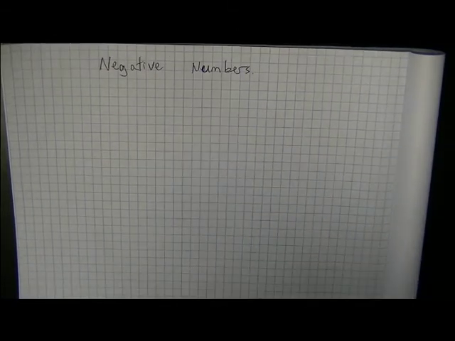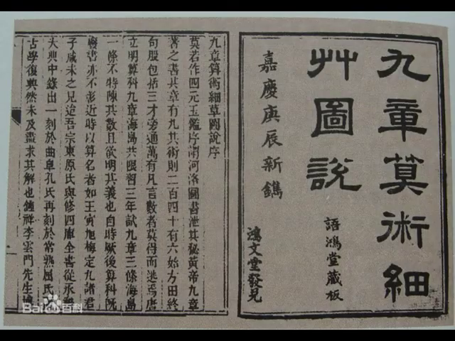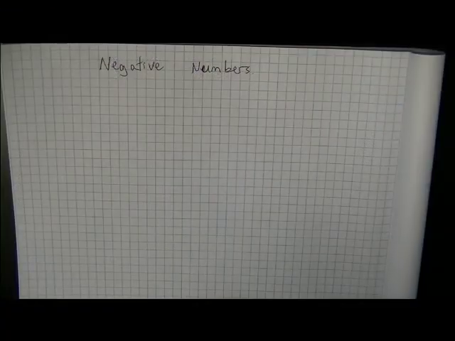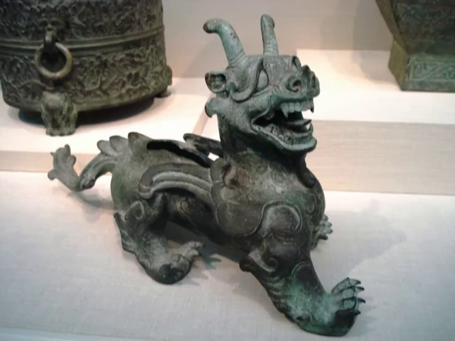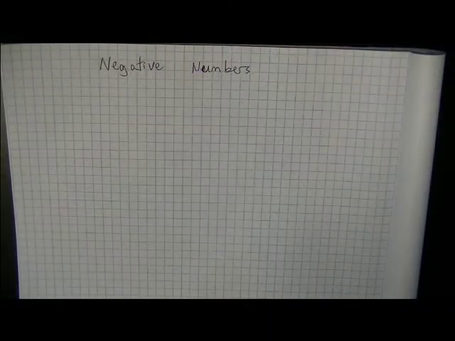Negative numbers first appeared in a book called 9 Chapters on the Mathematical Art, which dates from the Han Dynasty in China. So that's somewhere between 202 BC to 220 AD. So negative numbers have been around for a while, but they weren't really used widely until about 500 years ago.